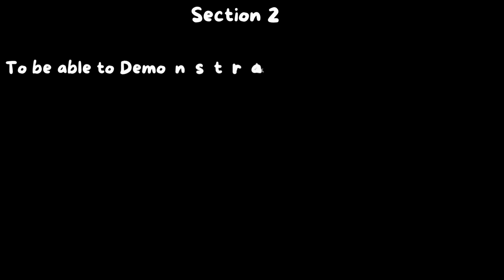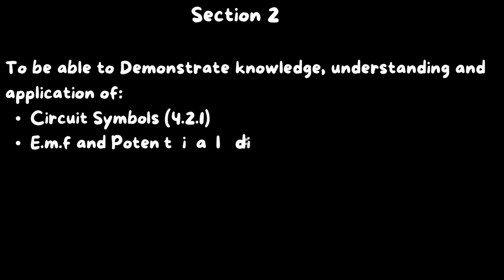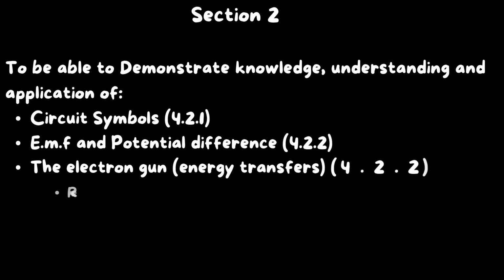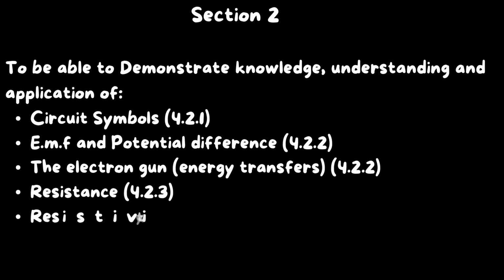Now coming down to section 2, we will be looking at a few more things, such as circuit symbols, EMF and potential difference, the electron gun, the resistance, and resistivity as well, along with power.